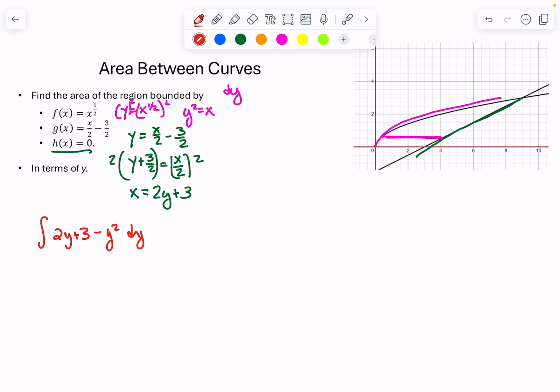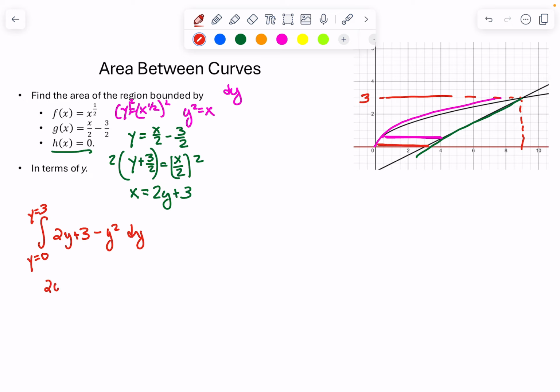And then I need to figure out where it's going from. Since everything's in terms of y, it has to be y. So what's my lowest y value? Well, the lowest y value is going to come down here at y equals 0. And then what's up here? This is y equals 3. So that is going to be the integral I need in order to find that area if everything is in terms of y.